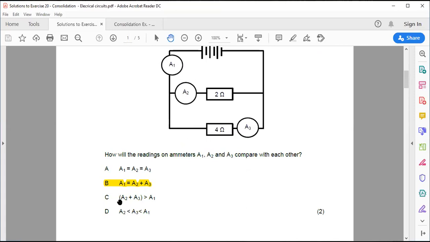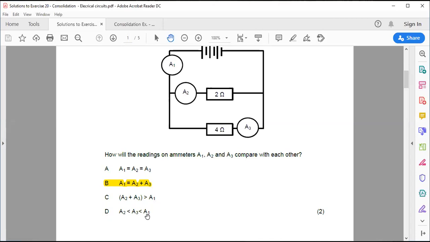Next one says A2 plus A3 is greater than A1. A2 plus A3 gives us the same as A1, so this statement is wrong. A2 plus A3 must be equal to A1 because A1 is the one that splits here. C is incorrect. We go to D.